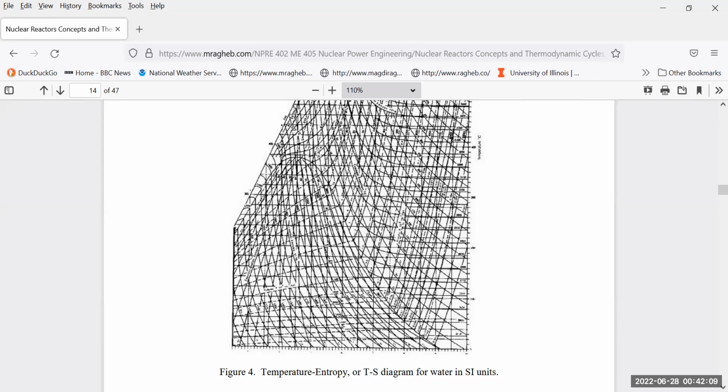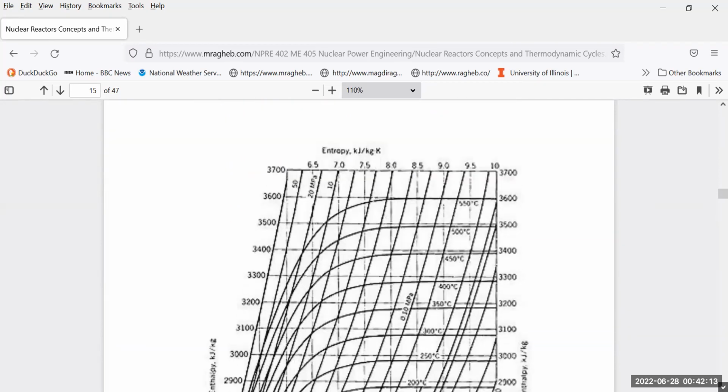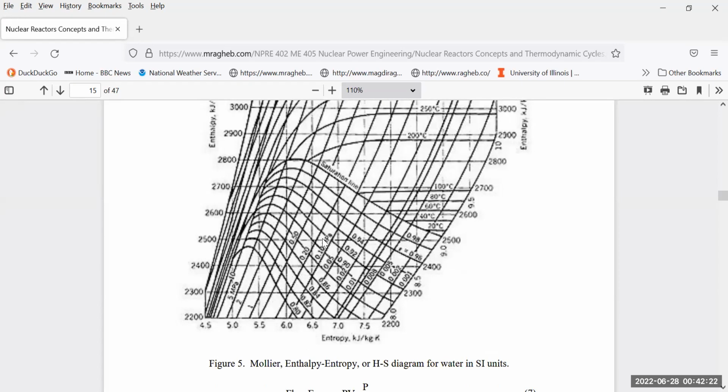I'll show later what is shown on it. And the Mollier chart shows us the enthalpy, which is used more than the TS diagram, against entropy. You could see here that this is a region for any working fluid that shows the quantity of the enthalpy. Let's define the enthalpy.